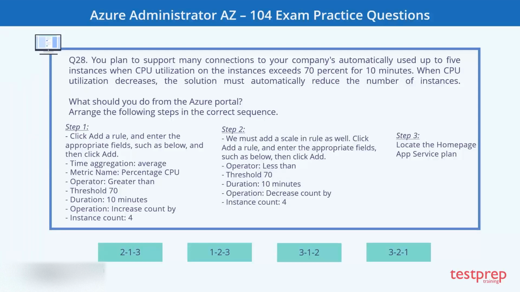Question 28. You plan to support many connections to your company's web app, and instances must be automatically added, up to 5 instances, when CPU utilization on the instances exceeds 70% for 10 minutes. When CPU utilization decreases, the solution must automatically reduce the number of instances. What should you do from the Azure portal? Read the following steps and then arrange them in the correct sequence. The correct sequence is: first step 3, then step 1, then step 2.